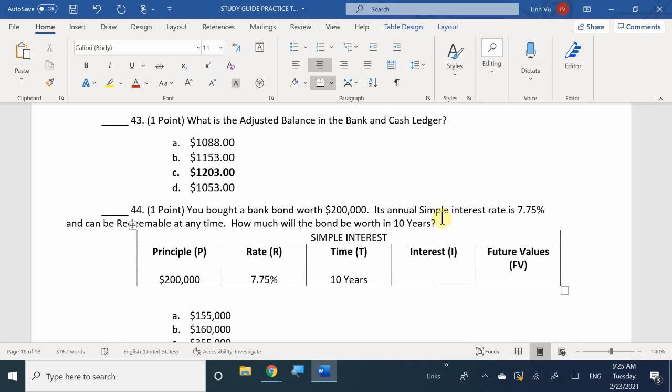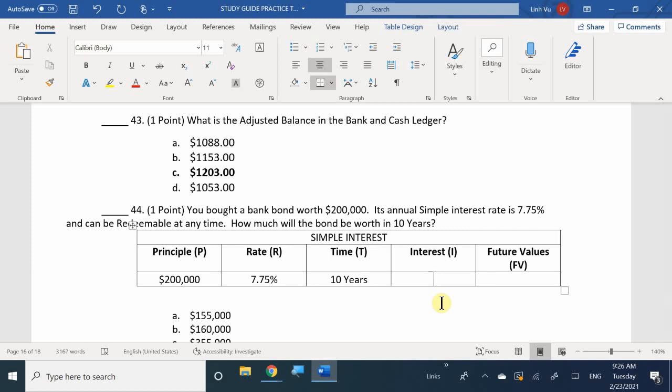I will word it just like this. If I say how much interest will be collected in 10 years, then you know to solve for interest. In this case, I'm looking at how much the bank bond will be worth in 10 years, so I'm looking for future value. Because it's simple interest, I need to solve for my interest in order to solve for my future value. So what is my calculation going to be here?